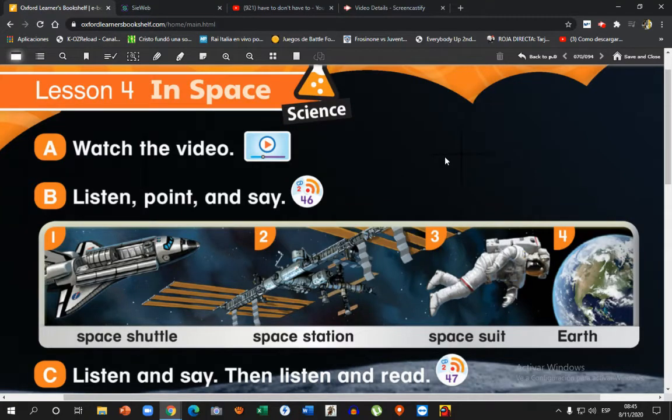Hello, class. Today we have our lesson number 4. We're going to talk about the space. Here we have some vocabulary about different things that you can find in the space station, for example, or different things that astronauts do. Let's listen to the vocabulary, then practice.